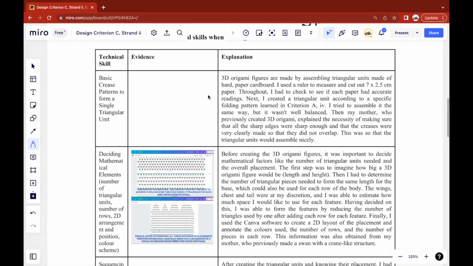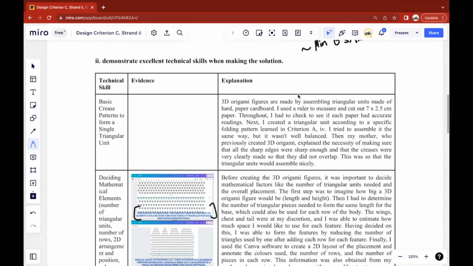So it's recommended that you just include a photo of some evidence, and you include some sort of caption or description to show what you're doing in the evidence or what's being done, so that there's a bit more explanation. Or else, with just the photo, it may be a bit hard to understand.